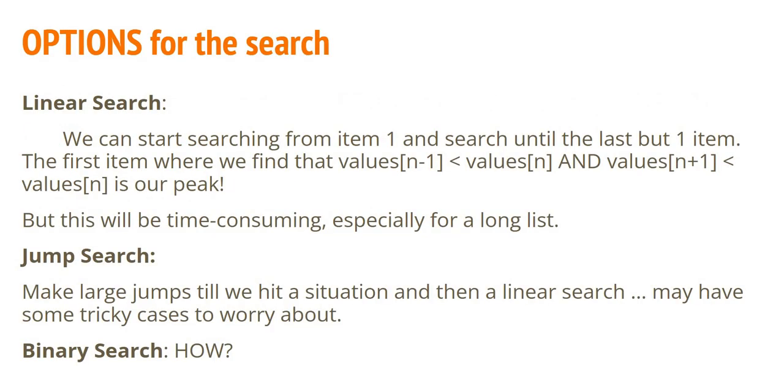Now, what are the options that we have? Well, first thing first, linear search. We can always start searching from item one and keep searching until the last but one item. Basically, I can just say that the very first item where I find that values n minus 1 is less than values n, which means there's an increase here, and values n plus 1 is less than values n. So basically, values n is the peak. So the first item where I find this could be a peak. That's the linear search approach.